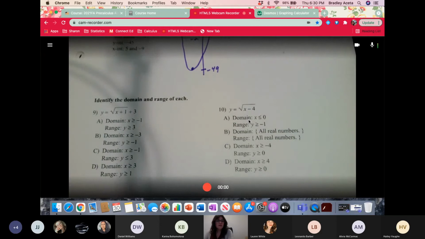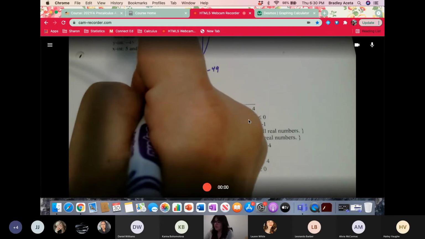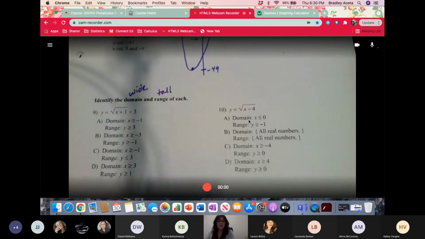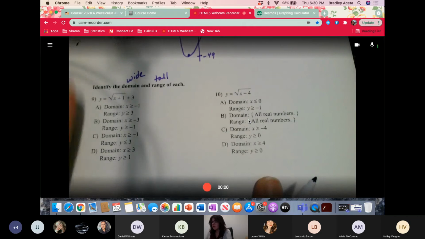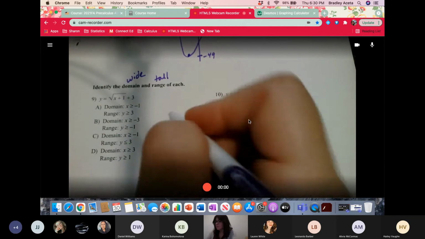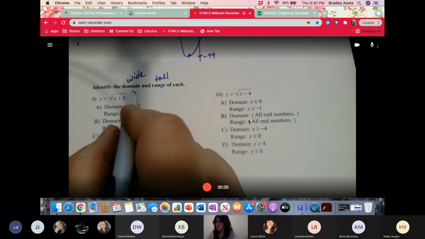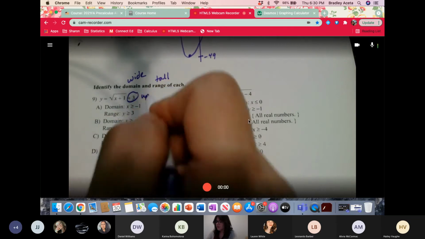Okay, identify domain and range of each function. We've talked about this again. Domain is how wide, range is how tall. How wide and how tall. This is a square root function. Again, you're more than welcome to use your calculator on this section right here. But you know what this does. This plus 3 means it goes up 3.